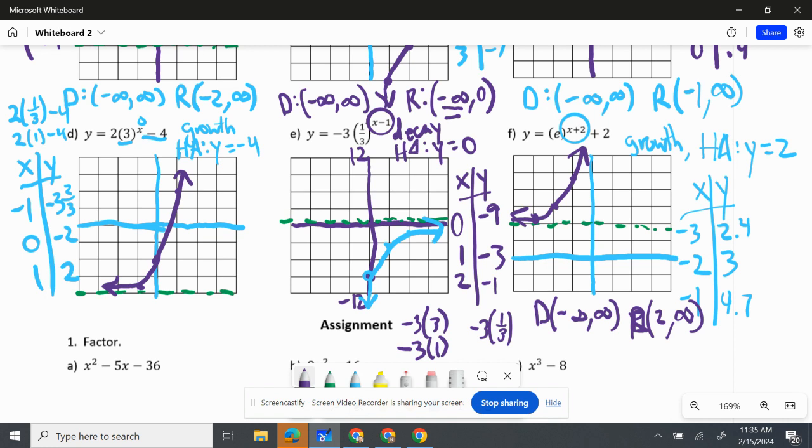So let's look at letter D. Once again, pretty easy. Domain is negative infinity to infinity. Our range, it's above, so it's going to be negative 4 to infinity. And then for E, I'm going to do the same thing, except it's going down. So my domain is negative infinity to infinity. And then my range is going to be negative infinity all the way to 0.